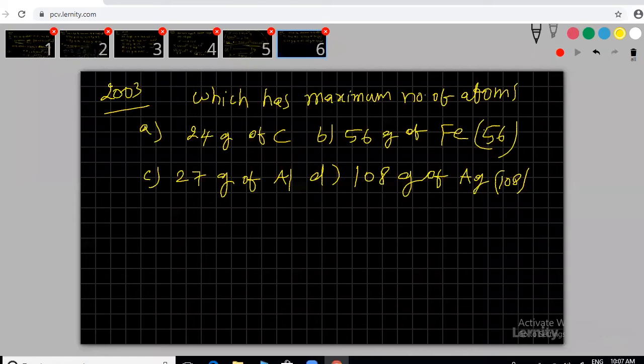We need to solve each and every question. Okay, the answer is A. Is it correct? Here, 2 moles is there, sir. Option A has 2 moles, 24 by 12, so 2 moles. But the remaining all have 1 mole. So that's why this is the maximum answer. Clear?